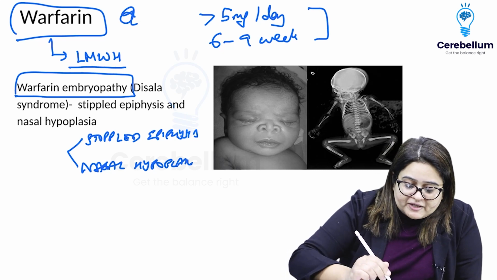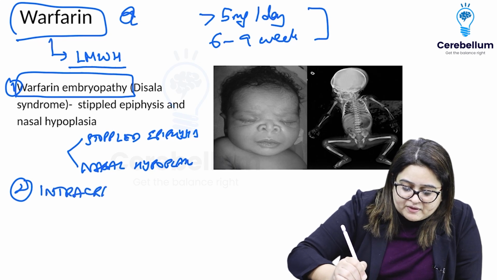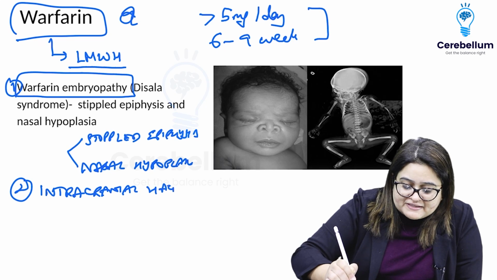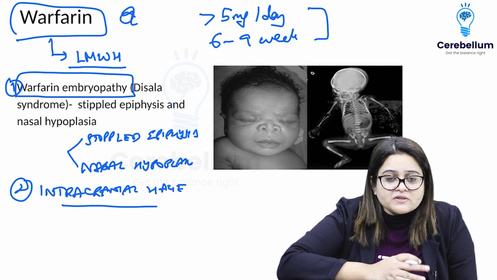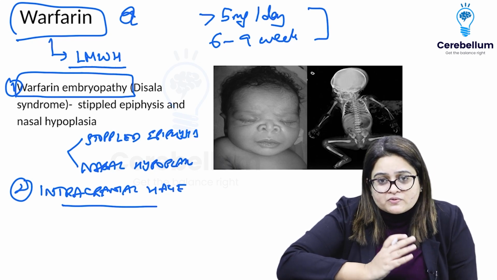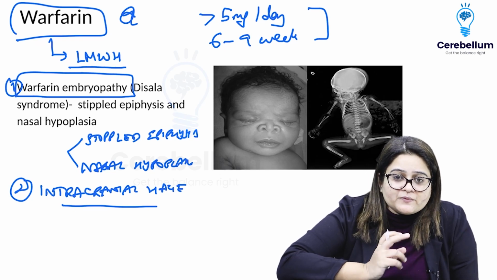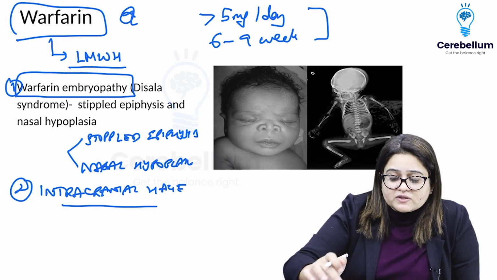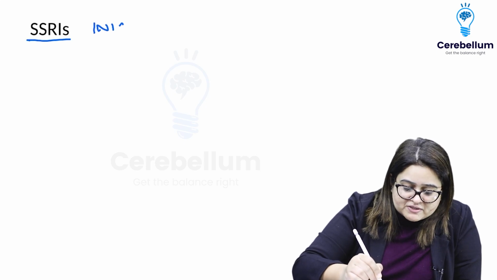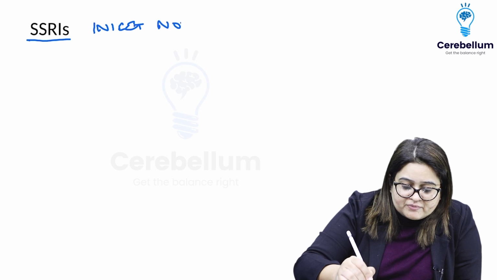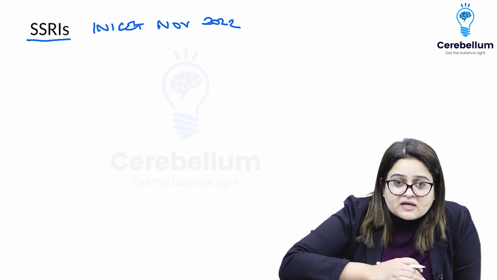Remember, apart from warfarin embryopathy, there is also a risk of intracranial hemorrhage in the fetus and in the neonate. So this is the problem with warfarin. As soon as she becomes pregnant, she needs to be switched over to heparin. Warfarin embryopathy occurs in doses of more than 5 milligram per day when the exposure is between the 6th to 9th week of pregnancy. Now this is something new, and I've put it here because this was a question in INICET November 2022. It's never been asked before, but now it has been asked.